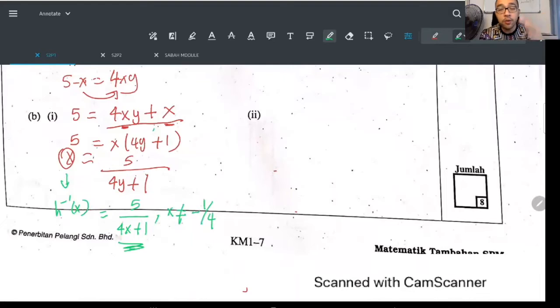Work out the math on your own. I already explained it just now, but you will get this. X cannot be equal to negative 1 over 4. But, okay, sorry.